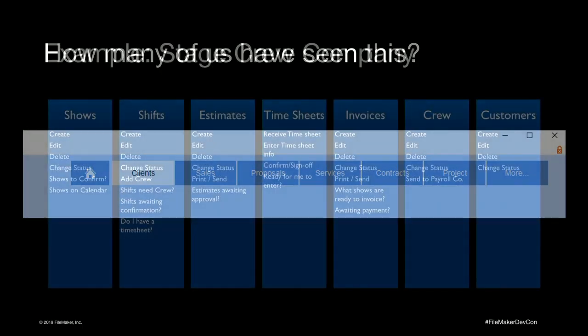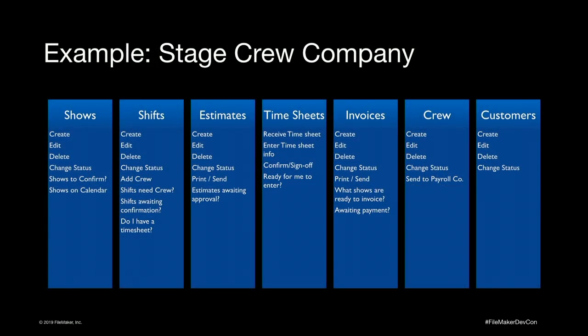So let's take a different example. This is a different client of mine. This is a client that owns a company that will hire out stage crew for different events. So if you're running an event and you need some people to show up to set up a stage or to run AV or do any of that kind of stuff, you call this company, they find the crew, and they send them to the event for you, all right?